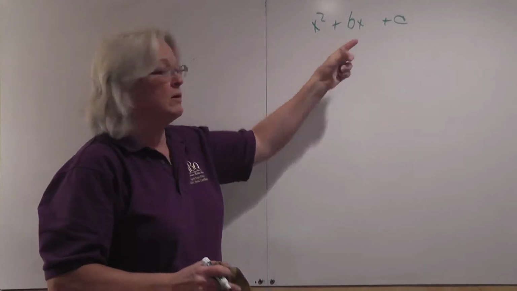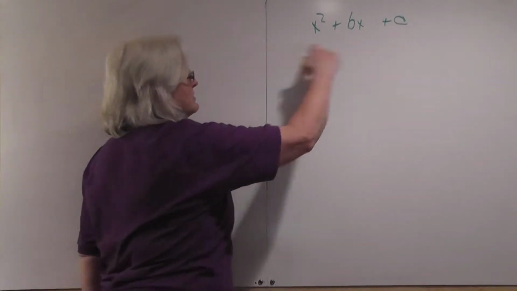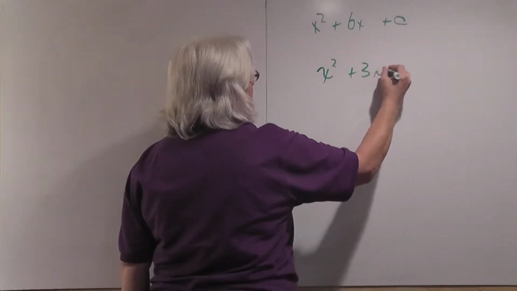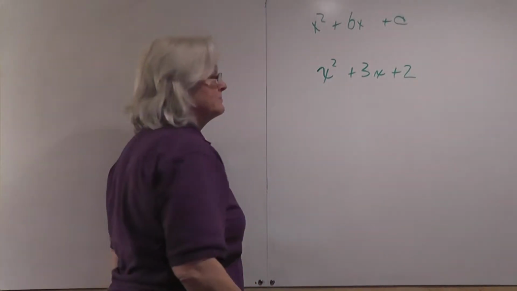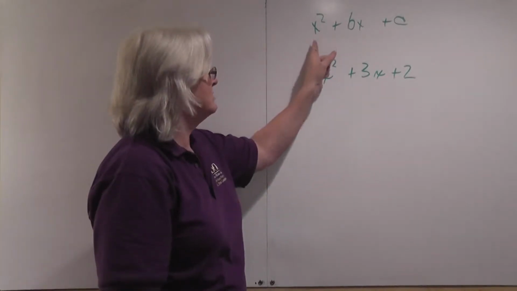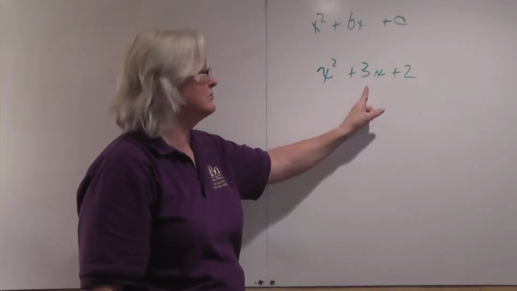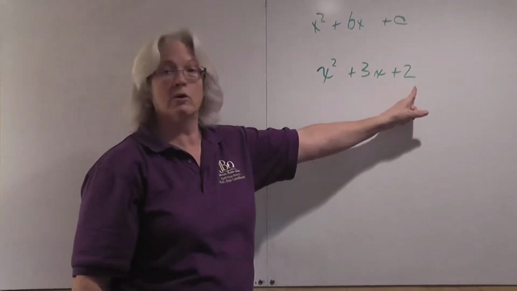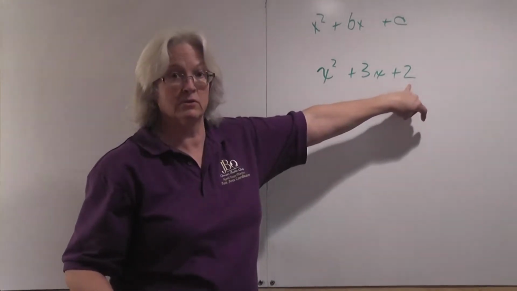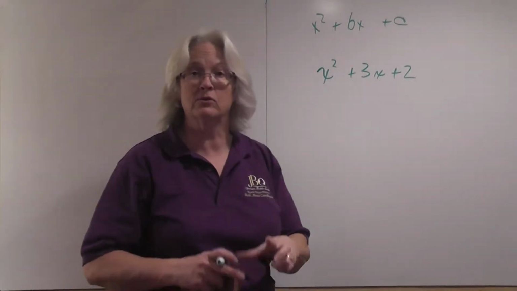Now you remember that the coefficient is the number that appears right in front of the variable. So this pattern here says we're going to be learning how to factor something that looks like this. Our first term of our trinomial is simply the squared term. The second term will have a coefficient in front of it. The third term is simply a constant term. Okay? And this is what we're going to be learning to factor today.